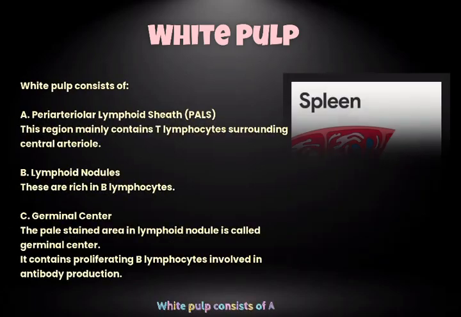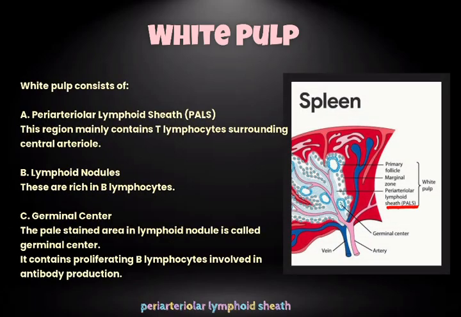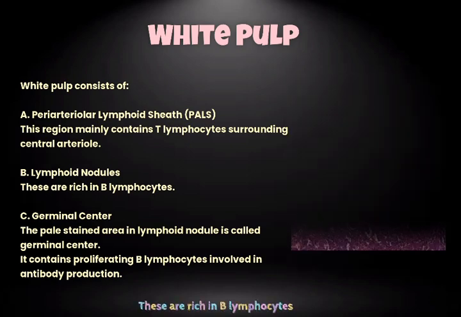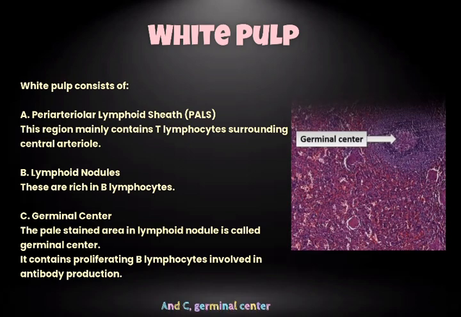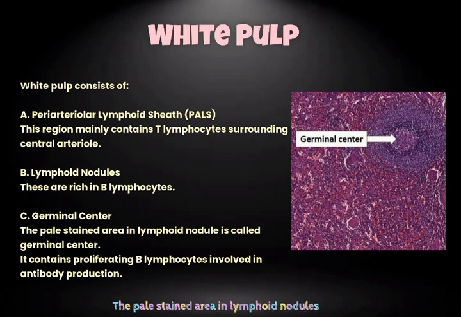White pulp consists of A. Periarteriolar lymphoid sheath. This region mainly contains T lymphocytes surrounding central arterioles. B. Lymphoid nodules. These are rich in B lymphocytes. And C. Germinal center. The pale stained area in lymphoid nodules is called germinal center. It contains proliferating B lymphocytes involved in antibody production.